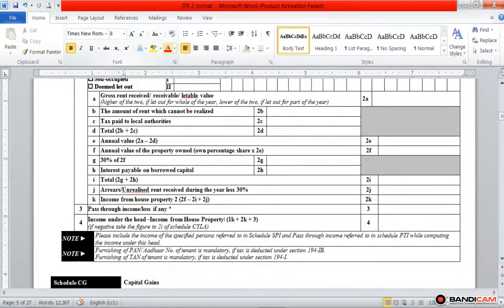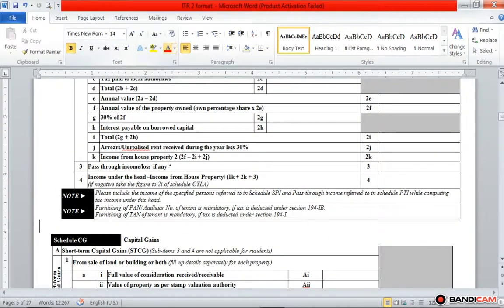Then we also discuss the CG. Now we are going to discuss the CG. CG means capital gain. We already discussed capital gain is the next head of the income.